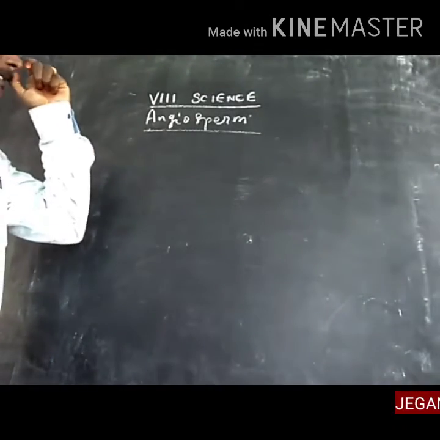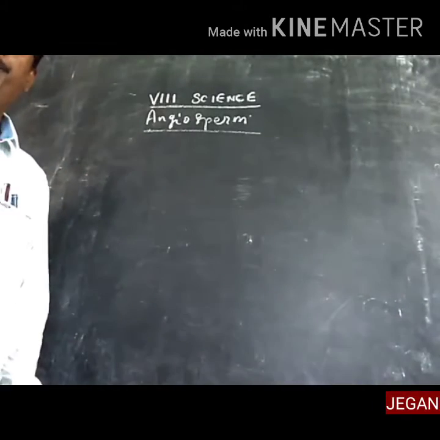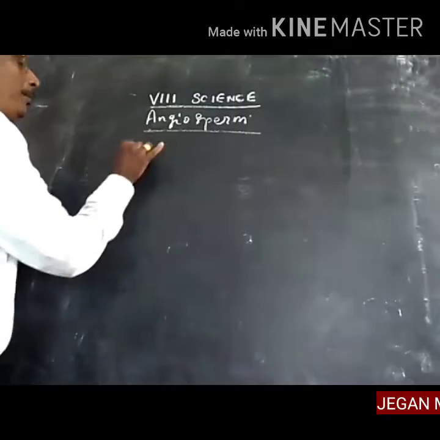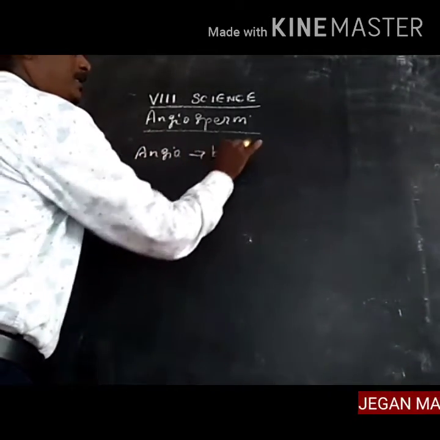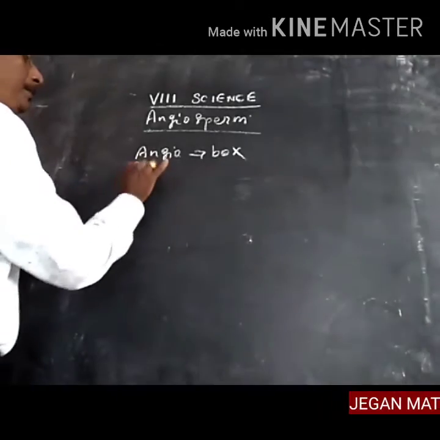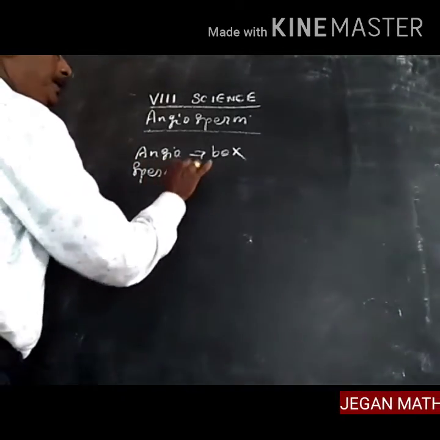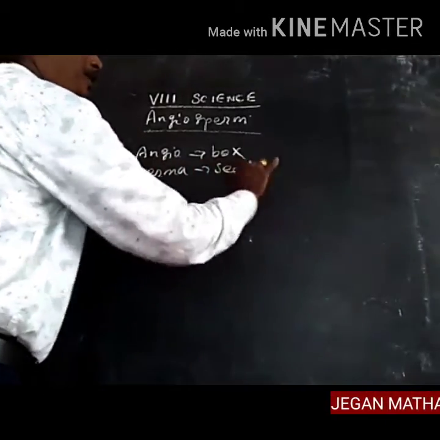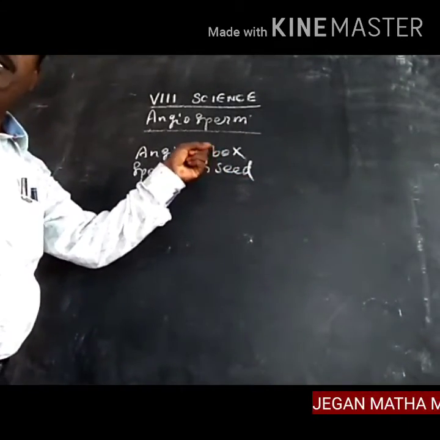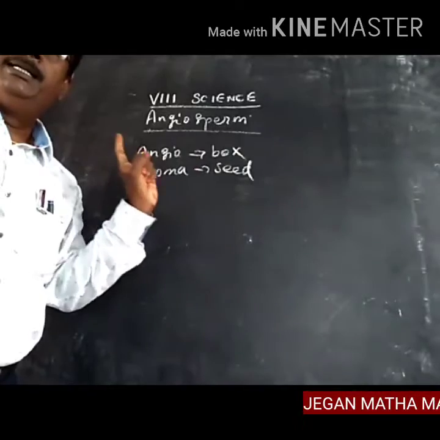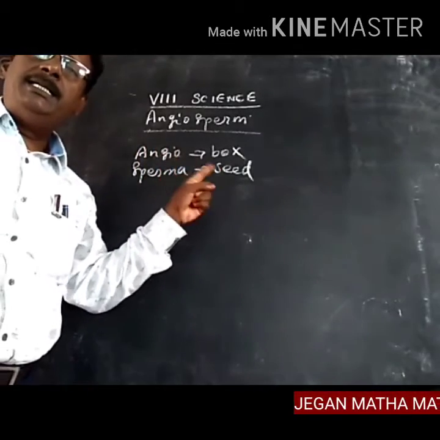So, 8th standard science, angiosperm. Angio means box. Sperma means seed. So seeds are present inside the box. It is called angiosperms. The seeds are present inside the box.